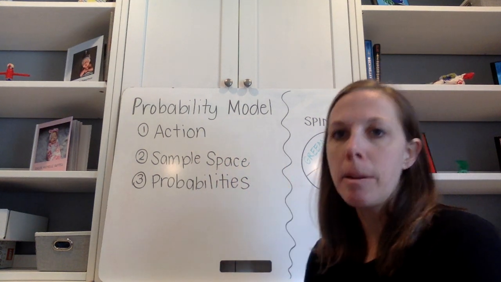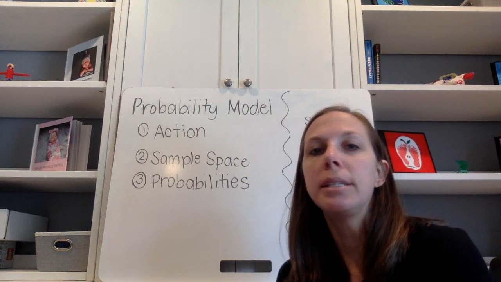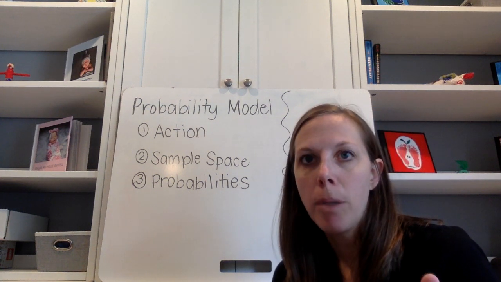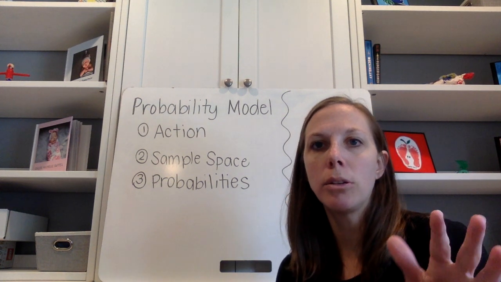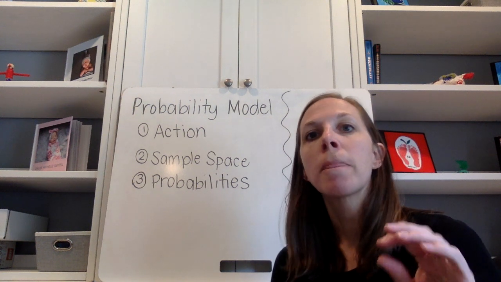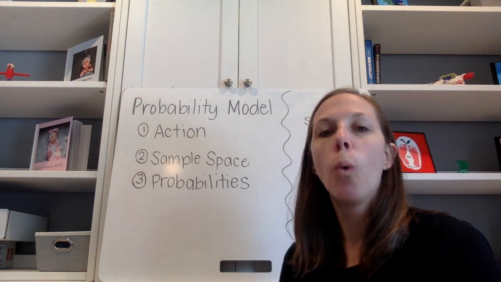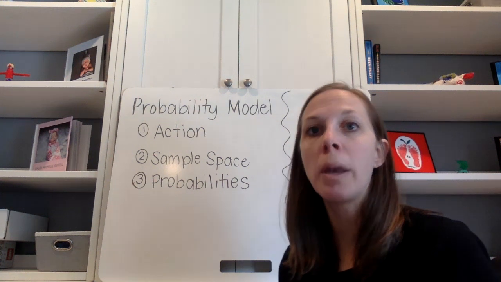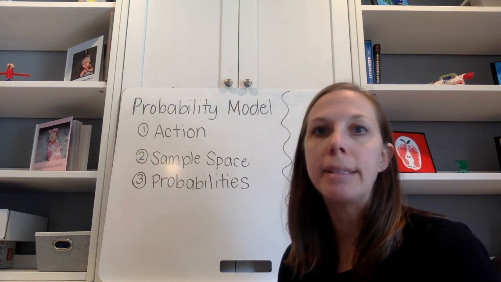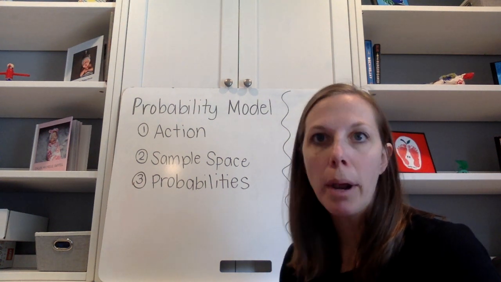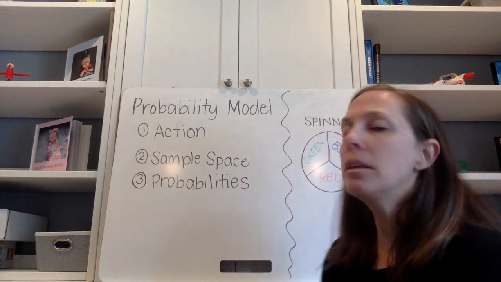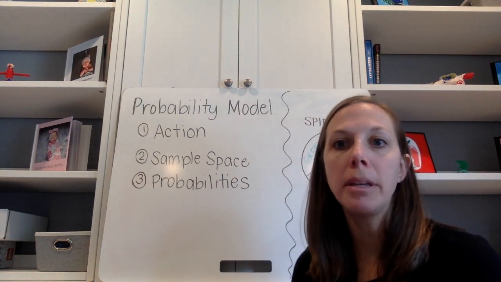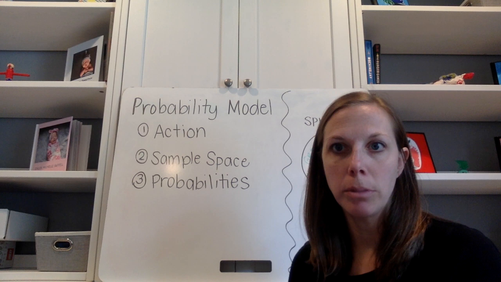The next one is sample space. Sample space is every possible outcome. We're going to talk about that in a little bit because there are some different ways for you to think about it. But just think sample space is, what are the possible outcomes when I flip that coin, roll that die, spin that spinner, whatever. And then the last thing is, what are the probabilities for each of those outcomes?